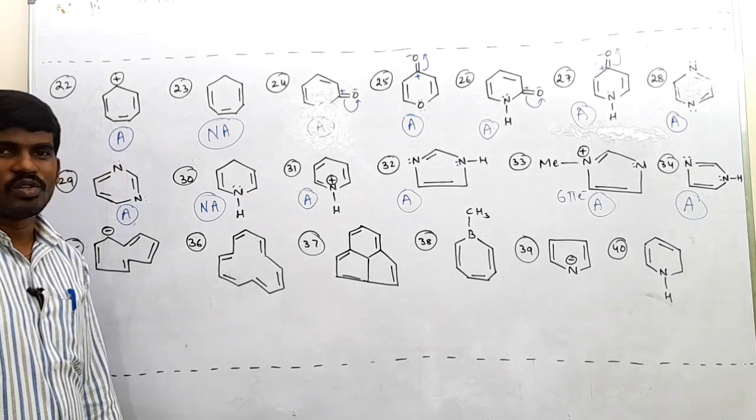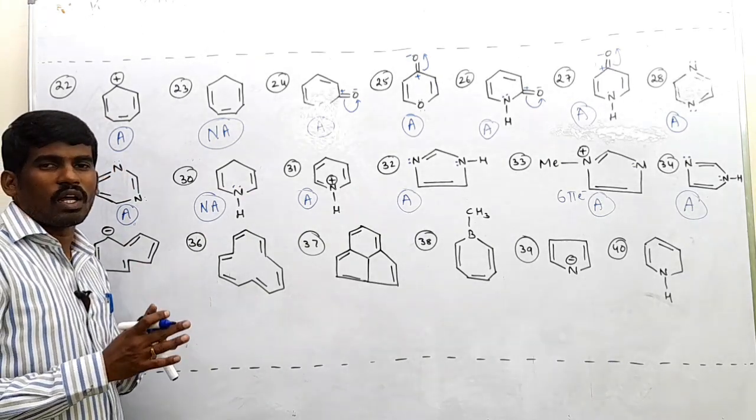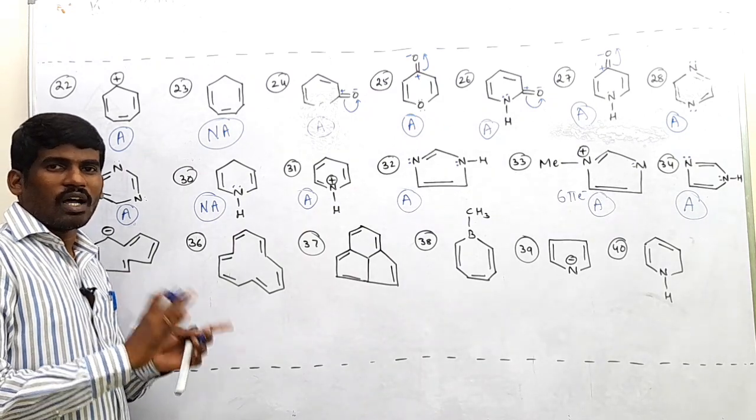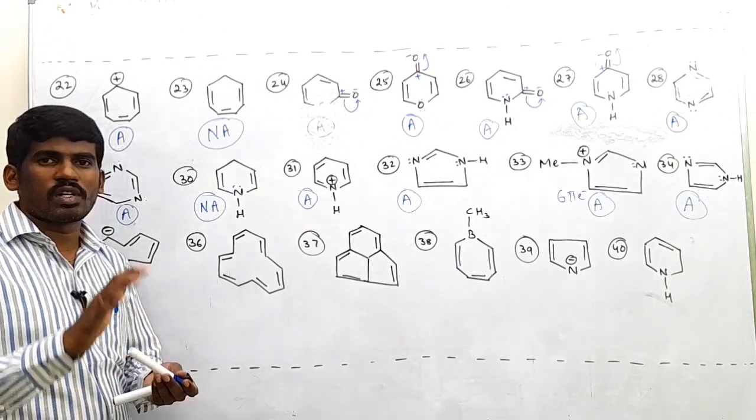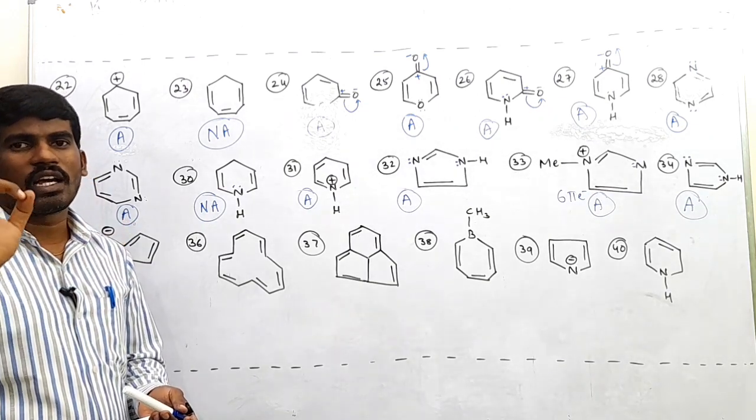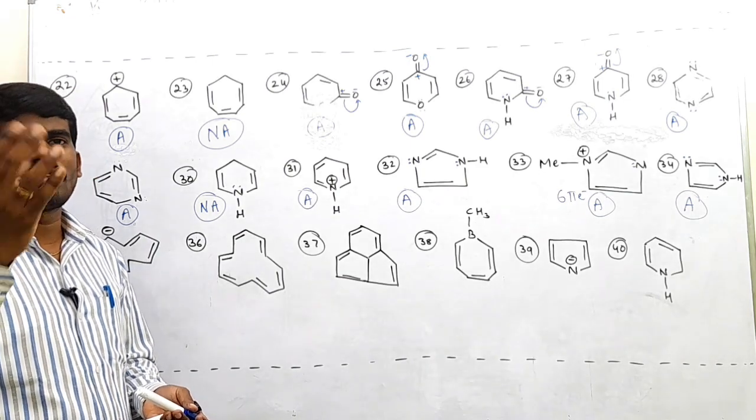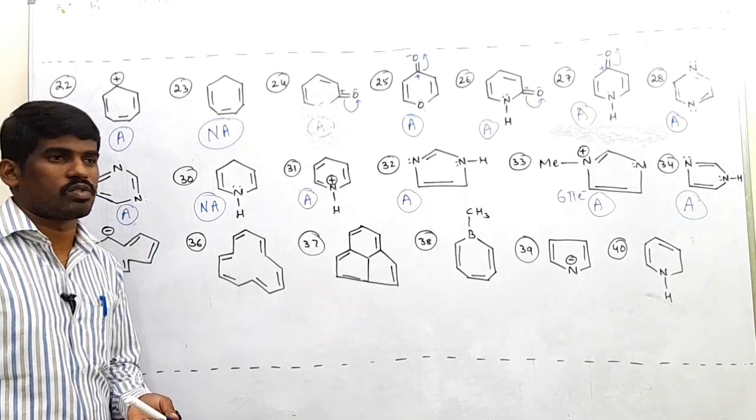Is that clear? So how are we identifying whether a compound is aromatic, non-aromatic, or anti-aromatic? Aromatic and anti-aromatic rules are the same. Both rules are the same. The only difference is that anti-aromatic means it follows the 4n pi rule, whereas aromatic means it follows the 4n plus 2 pi rule, Huckel's rule.